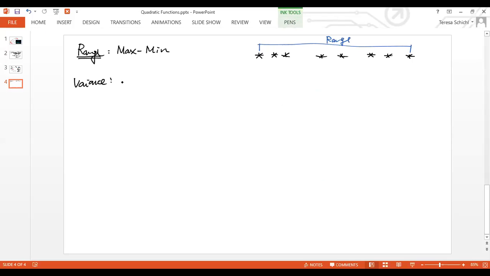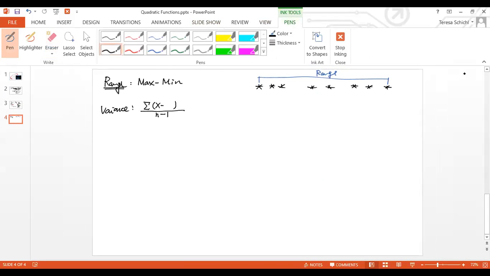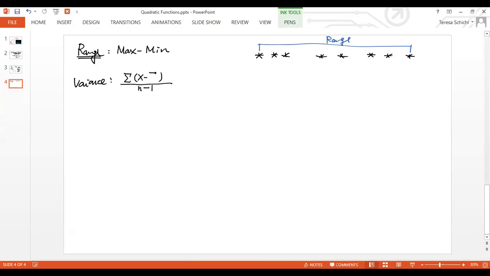For the variance, the formula looks like a summation of x minus the mean, mu, squared, divided by n minus one. Or some people write it as x minus x bar, squared. Like I said, this formula looks very complicated. The SAT is not going to ask you to calculate that because it takes forever, but you need to understand the meaning.